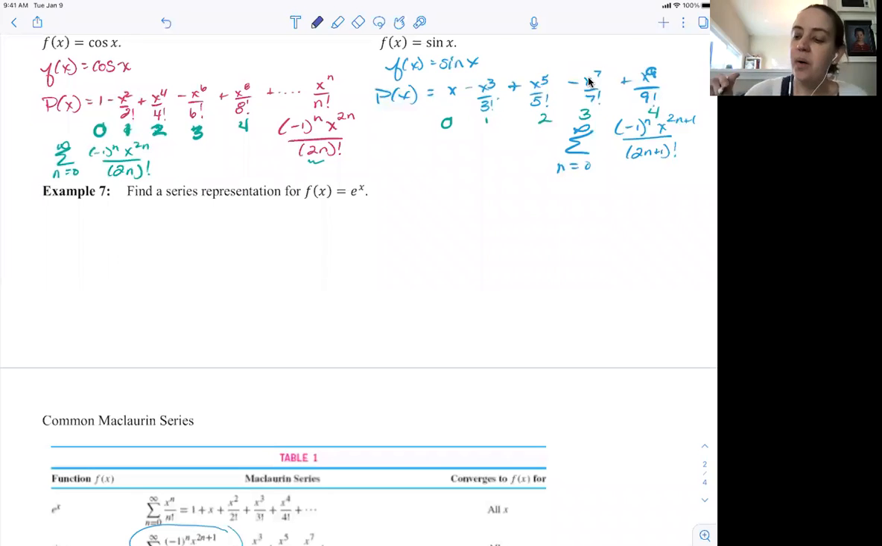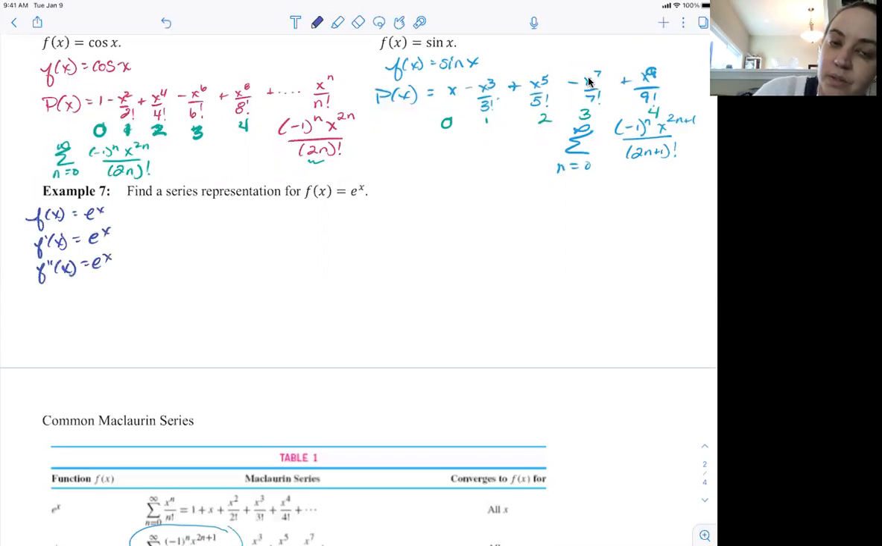All right, here we go. One more. Find the series representation for e to the x. You want to start out with this whole process again. So f of x is e to the x. What's the first derivative? e to the x. What's the second derivative? e to the x. What's the third derivative? e to the x. Can you see where this is going? Your polynomial representation. And by the way, this is centered at 0. Assume it's centered at 0 unless it tells you otherwise.